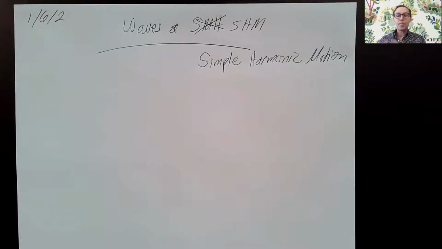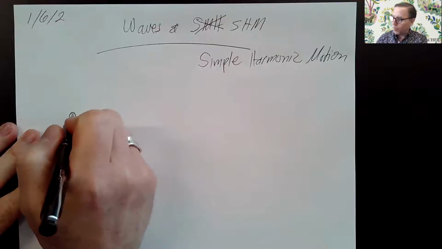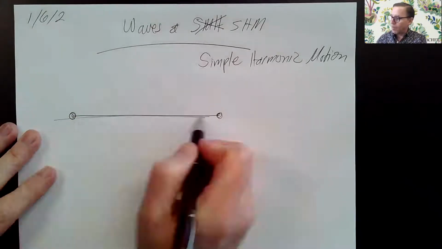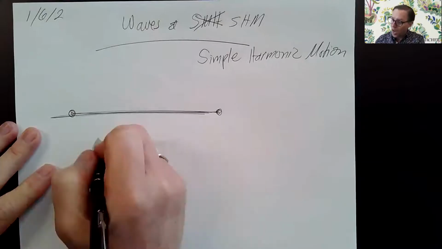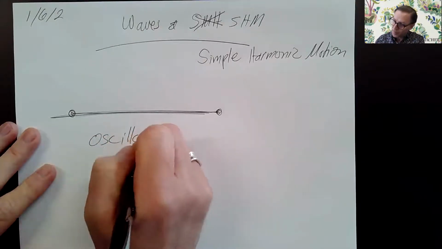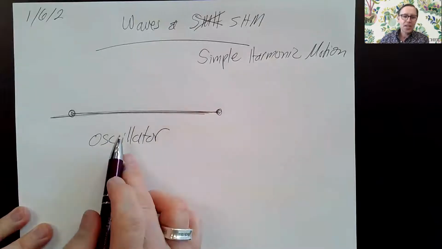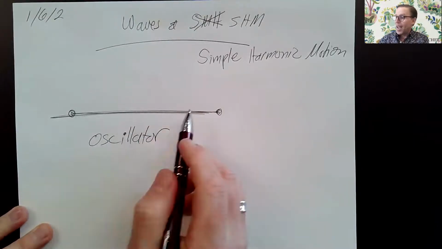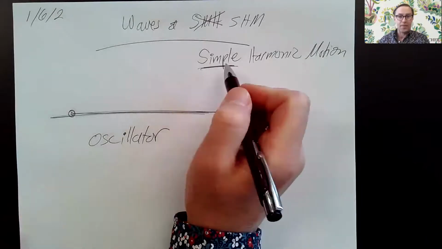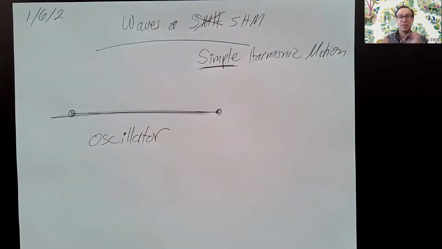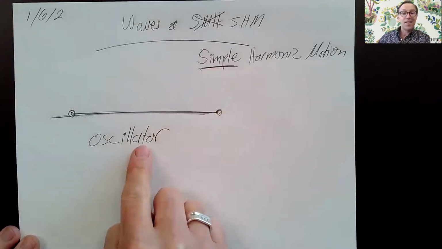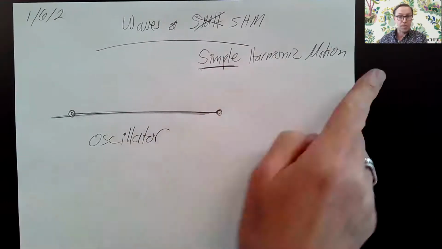Something that goes back and forth and back and forth, what do we call something that moves from one side to the other and goes back and forth? Well, that's called an oscillator. And things can oscillate back and forth in a lot of different ways. So this word harmonic has to do with oscillation. And then we're looking at this simple way. So not everything that goes back and forth is a simple harmonic oscillator and demonstrates simple harmonic motion.